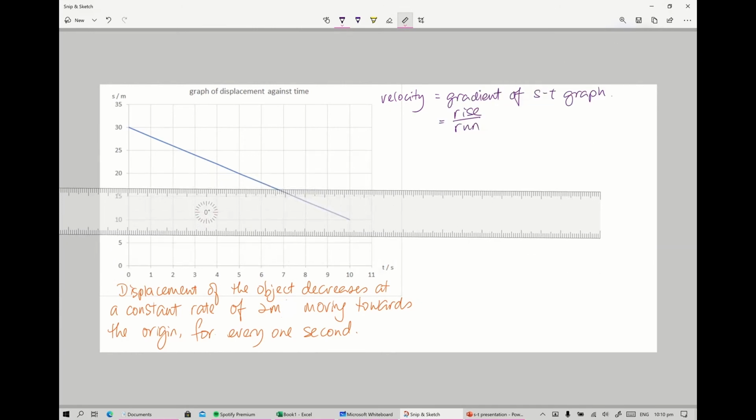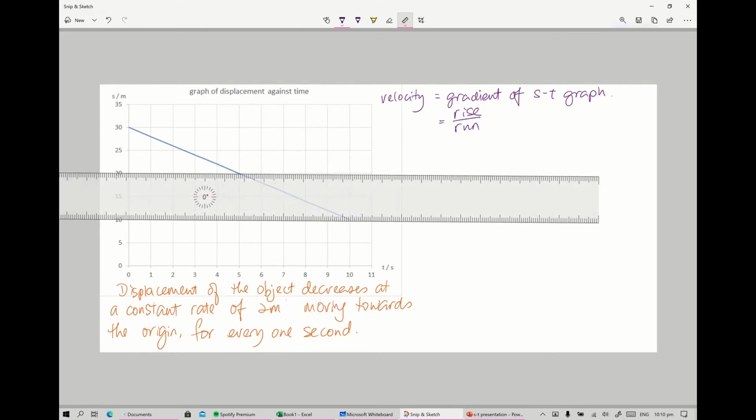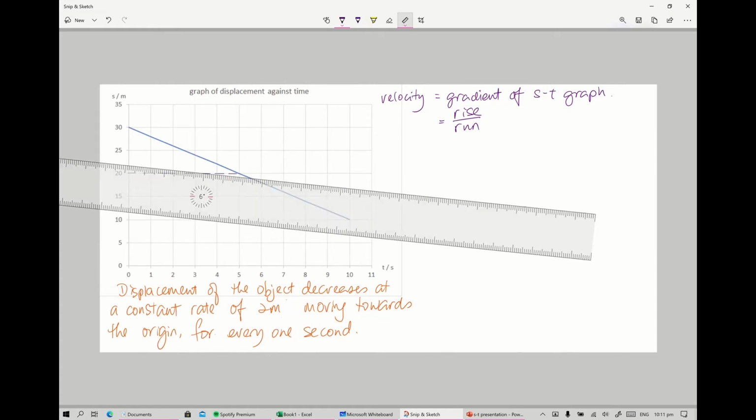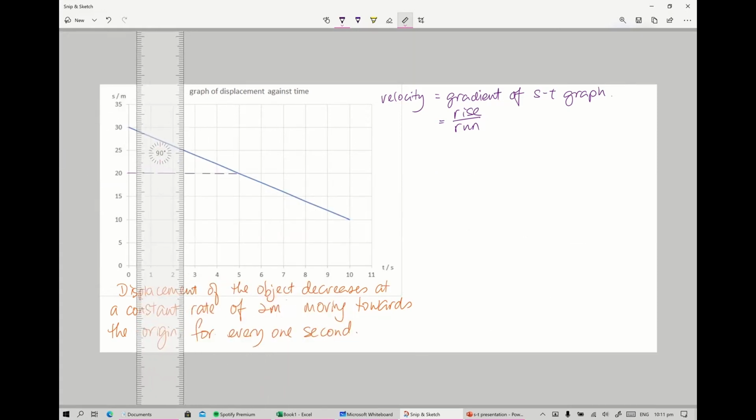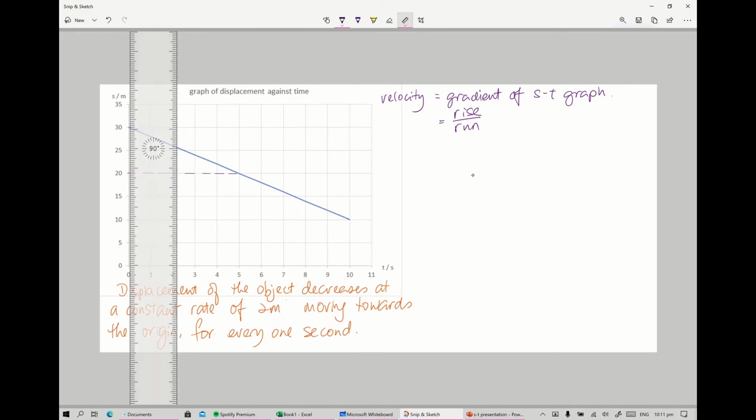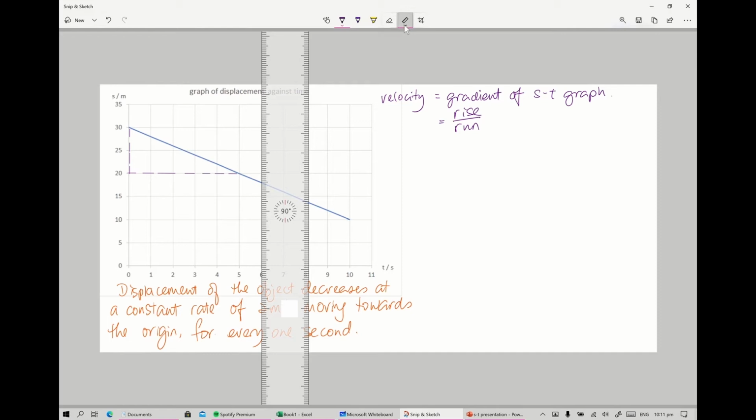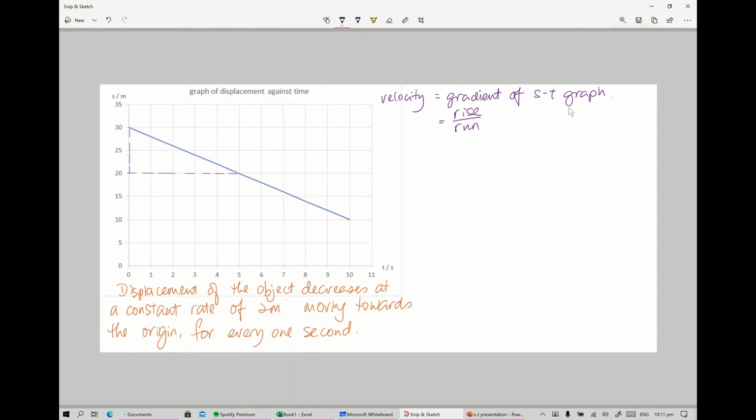Right? So in this case, I'm just going to choose at time equals 5. And I'm going to choose time equals 0. Okay, time equals 5 and time equals 0. So this will be my run, which is 5 minus 0 equals 5 seconds.